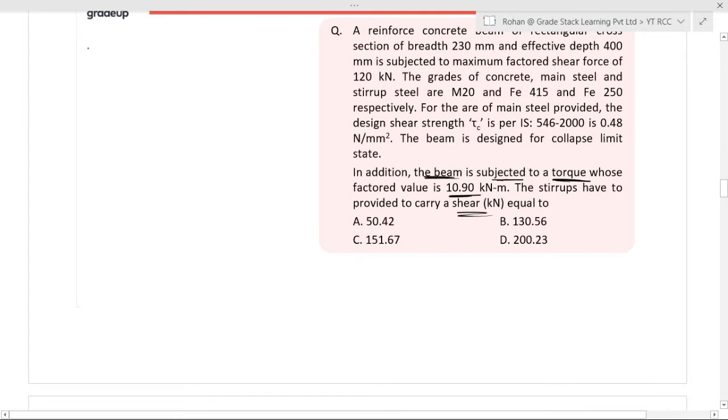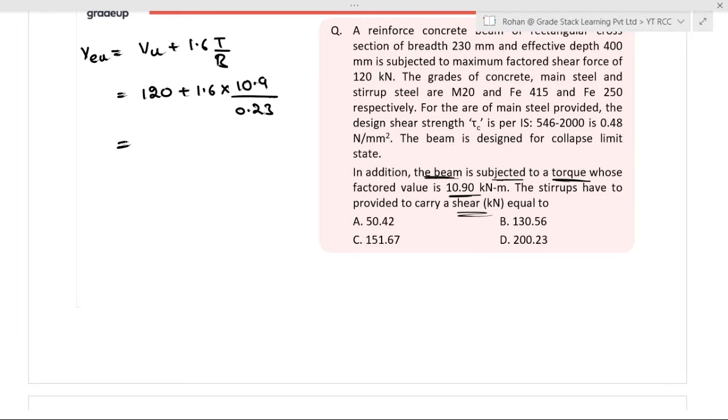So for this, you have to design for equivalent shear force, which is equal to Vu plus 1.6 T upon b. So Vu is 120 plus 1.6 into torque, which is 10.9, divided by width, which is 0.23. So it will come out to be equal to 195.82 kilonewton.